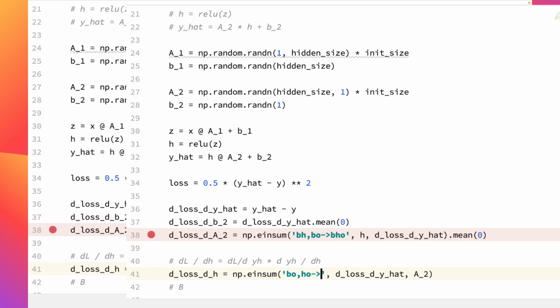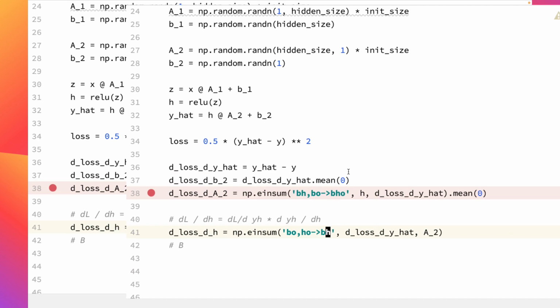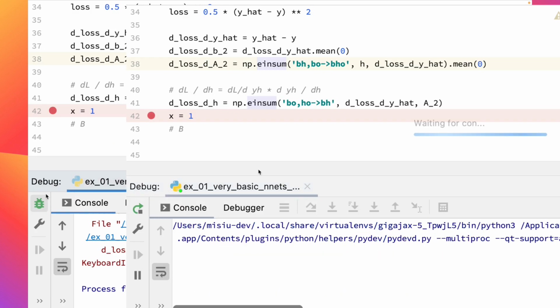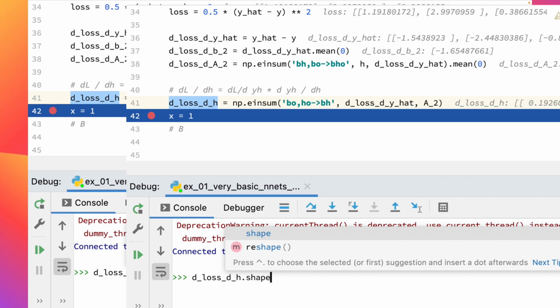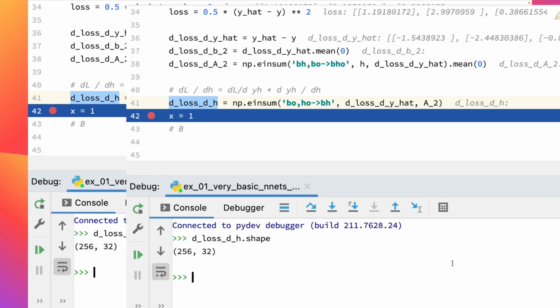And what we want to get is batch by hidden. Okay, and that's it. Just see if it works. Okay, so the shape of this has to be batch times hidden. So 256 by 32, and it is. Okay. It's so easy with this einsum.